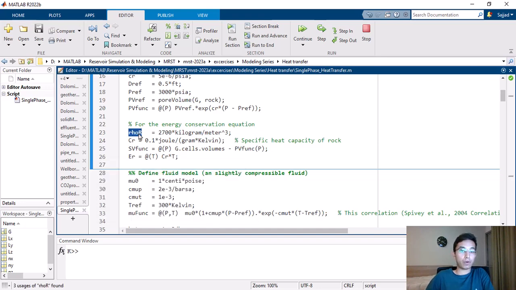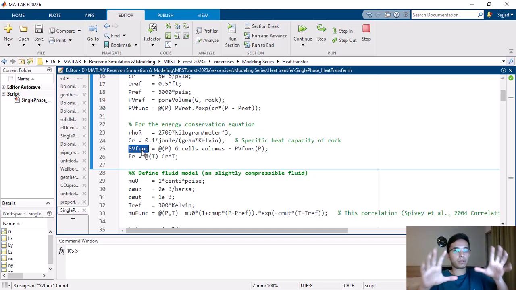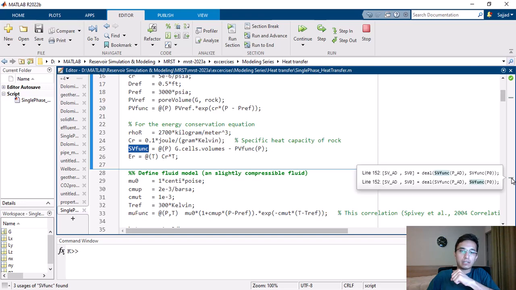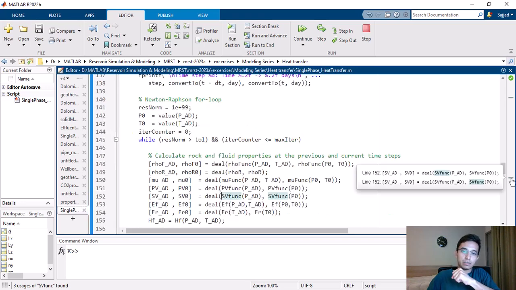For example, we need to have the rock density, the rock specific heat capacity, and a function for the calculation of the volume of the grains of the rock. The matrix of the rock, the grains of the rock, not bulk. I'm referring to the grains, not bulk of the rock. Later you will see that I need this volume, the volume of the grains of the rock, in order to calculate, for example, the internal energy of the grains of the rock.